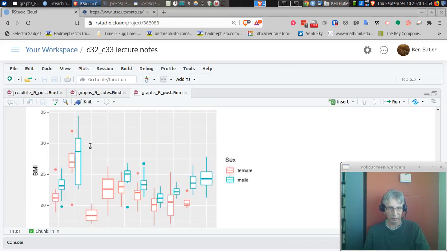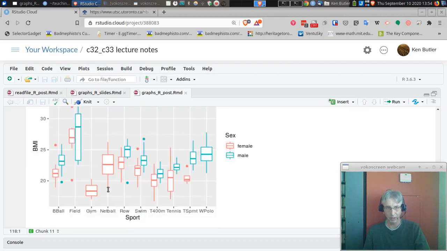And the field athletes are up here. Some of them have a very high body mass index. Those are the shot putters. And you can compare the other sports. So this is giving you a comparison within each sport of body mass index for males and females. A little bit of a lot to keep in track. This is your one thing you're measuring, body mass index, and you want to compare males and females in terms of that for each sport. So we've got sport and sex as two categorical variables.